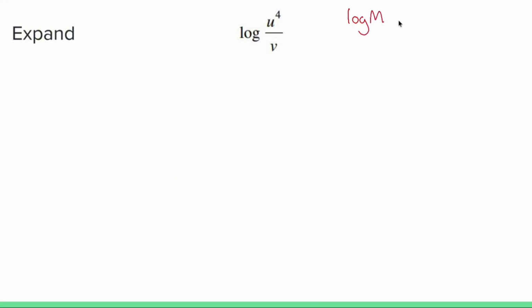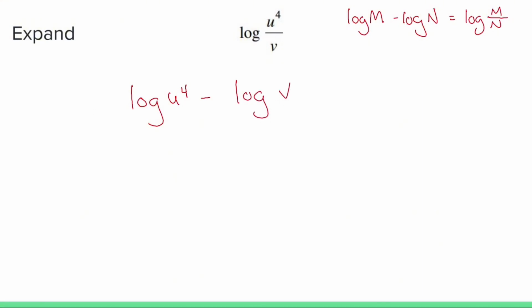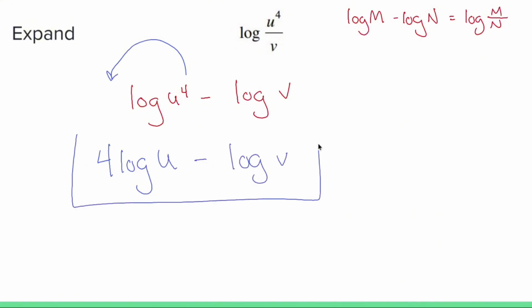So the rule is log base b of m minus log base b of n equals log of m over n. And of course I'm using the invisible base 10 for this guy. So in order for me to get here, I must have originally had log base invisible 10 of u to the fourth minus log base invisible 10 of v. Now the other thing that I have is an exponent living with u. Just bring it out. So now it's 4 log base invisible 10 of u minus log base invisible 10 of v. And that's how you expand.